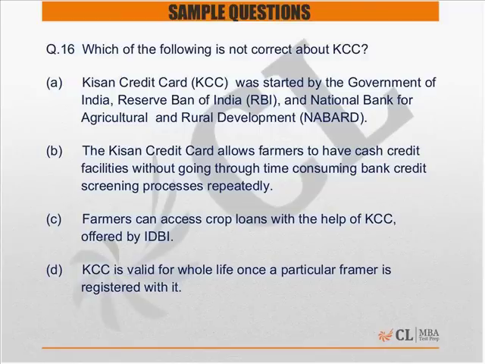16. Which of the following is not correct about KCC, Kisan Credit Card? A. KCC was started by Government of India, RBI and NABARD. B. KCC allows farmers to have credit facilities without going through the time-consuming bank credit screening process repeatedly. C. Farmers can access crop loans with the help of KCC offered by IDBI. And D. KCC is valid for whole life once a particular farmer is registered with it.